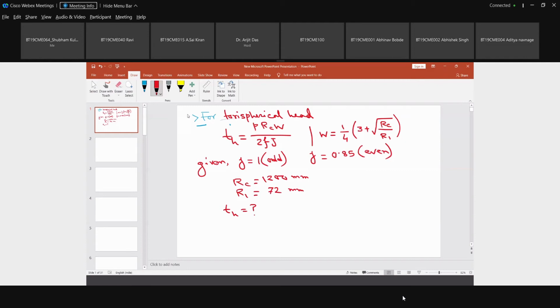Sir, the pressure value and stress value is not given. So the pressure you will take 0.3 Newton per millimeter square, and the allowable stress or permissible stress consider 130 Newton per millimeter square.